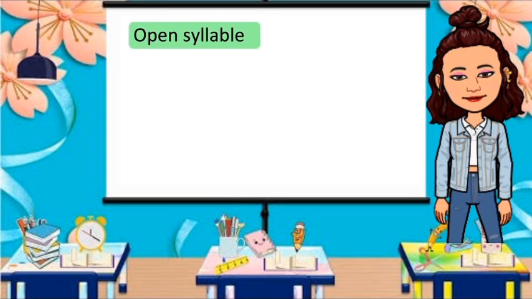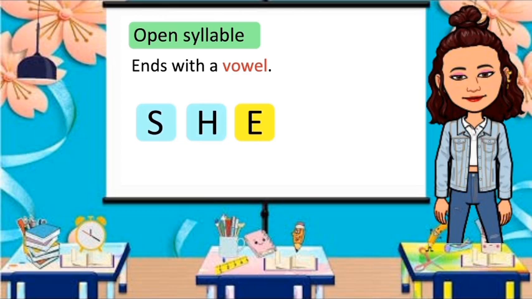Open syllable. We call this type of syllable open because there are no consonants after the vowel. So, the word ends with a vowel. The vowel in an open syllable is usually a long vowel. For example, she. As we can see, the word ends with the long vowel E.